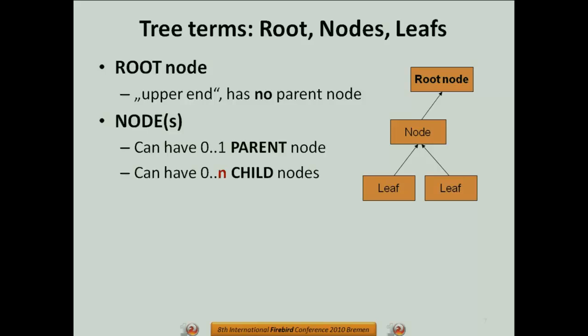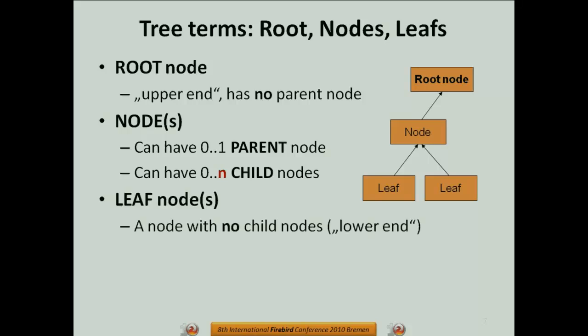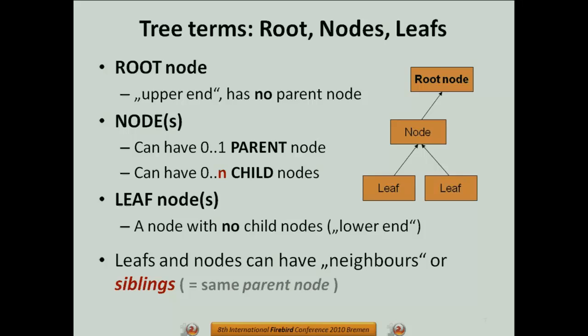Then we have the general nodes that can have 0 or 1 parent node. When it has 0, it's the root node, obviously. Any node, depending on the type of tree, I'll come to that later, has 0 through n child nodes, which are below it. And then obviously we have the leaf nodes, which are the ones that have nothing below them. So it's just the lower end of the tree.